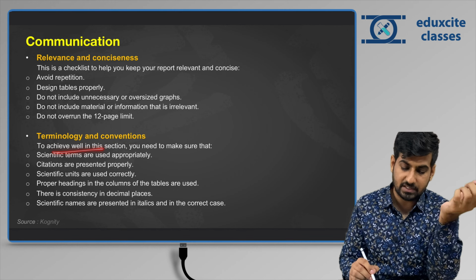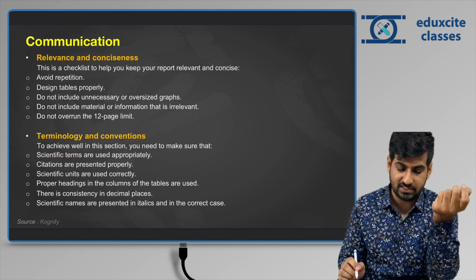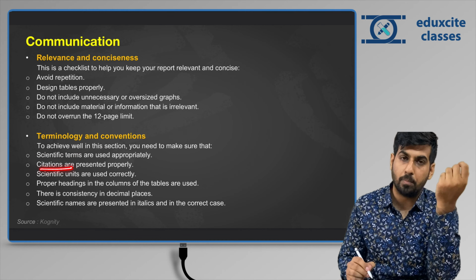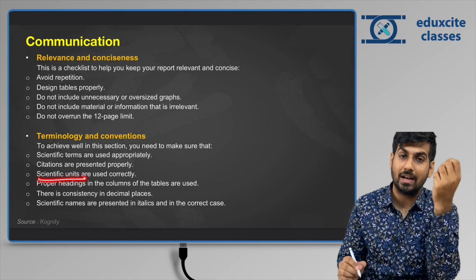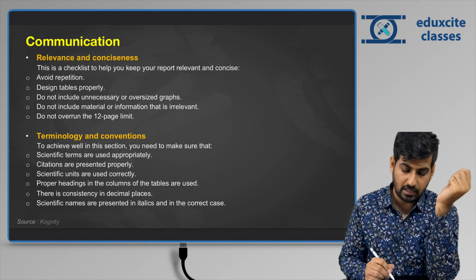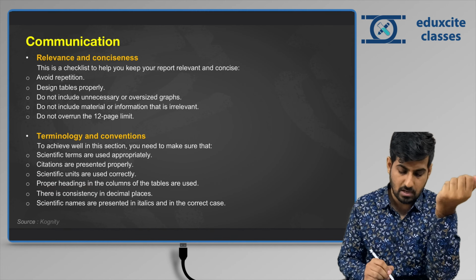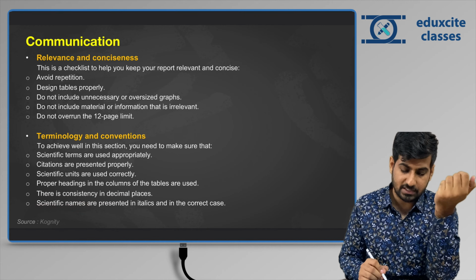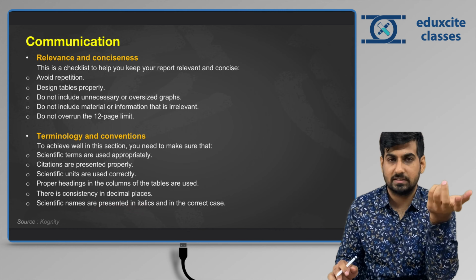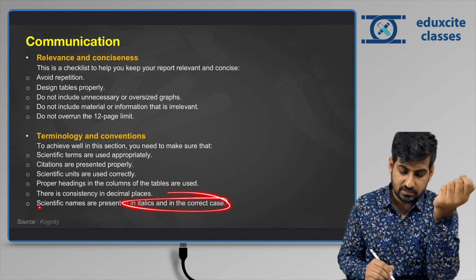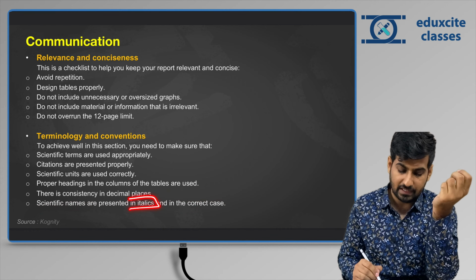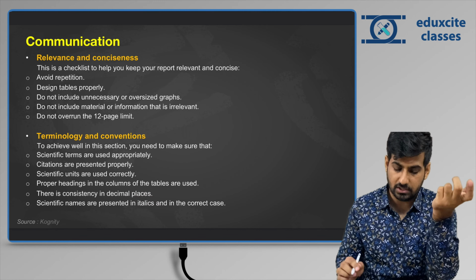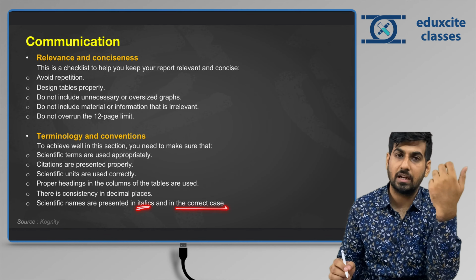To achieve well in this section, make sure that you use the correct scientific terms, proper citations, correct scientific units used correctly, proper headings in the tables, consistency in the decimal places, correct scientific names and presented in italics. This is very important. Scientific names are presented in italics, like any scientific name you are considering, that should be in italics and in the correct case.